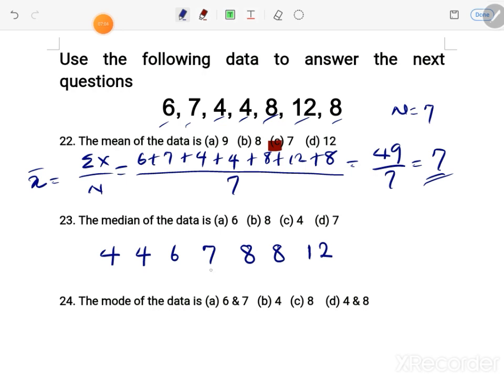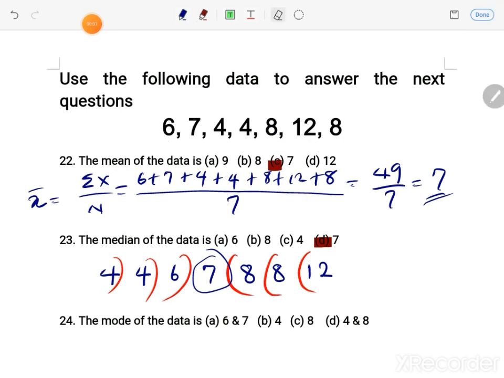1, 2, 3, 4, 5, 6, 7. So let's look out for the number that appears at the middle. All right, we can now see that the median is equal to 7. Therefore, the correct option is D, which is 7.